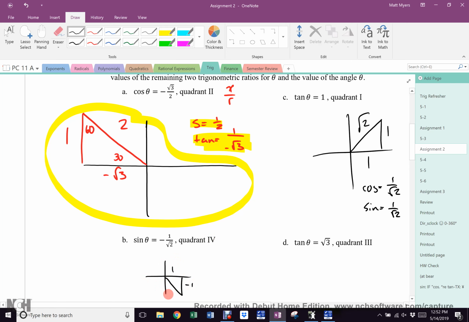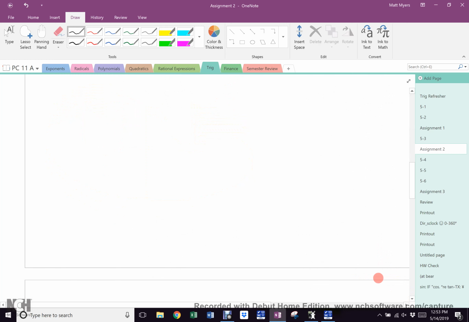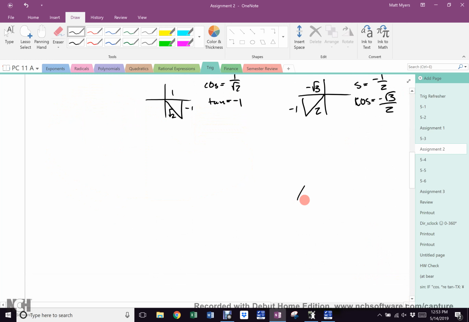Negative 1, 1, root 2. Cos equals 1 over root 2. Tan equals negative 1. Tan in quadrant 3. Negative 1, negative root 3, 2. Sine equals negative 1/2. Cos equals negative root 3 over 2. All that is out of wheat.